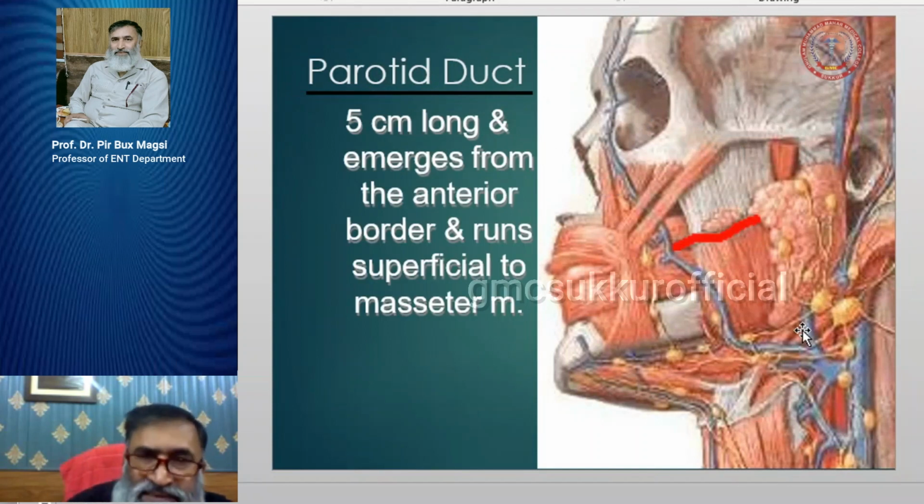Now this is again the extensor duct or the facial duct, which is 5 centimeters long. It emerges from the anterior border and runs superficial to the masseter muscle, and then it pierces the buccinator muscle. Two muscles. One is the masseter. It just crosses the masseter and pierces the buccinator muscle. This one is the external auditory canal. In front of the external canal, you have the parotid gland, a very important gland which produces saliva.